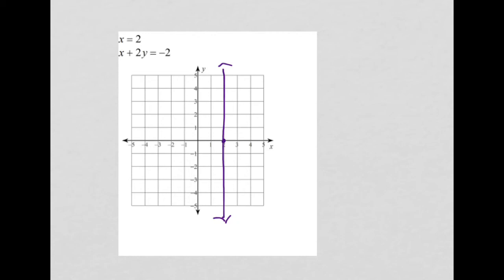Do cover-up method on the second equation. Cover up my y's. What's x going to be? Well, x is going to be negative 2. Cover up my x, and what's my y going to be? Well, I have left 2y equals negative 2. So I'm going to circle, draw my line, divide by 2, and y is going to be negative 1.